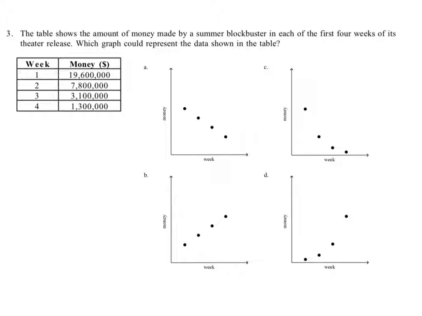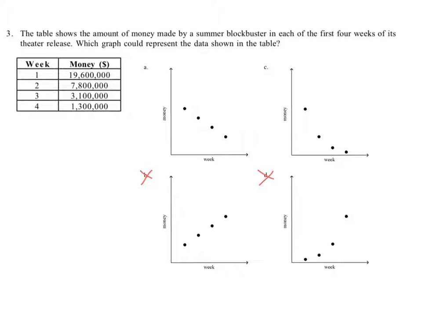And why does that matter? Well, that matters because we should see a decrease as one variable increases, the number of weeks increases. We should see the amount of money being made decreasing. And that will be a negative slope, and B and D have positive slopes. As one variable increases, the other increases. That's not what's happening. As the number of weeks increases, the money per week decreases. So we need a negative slope, but it's not decreasing by the same amount every time.